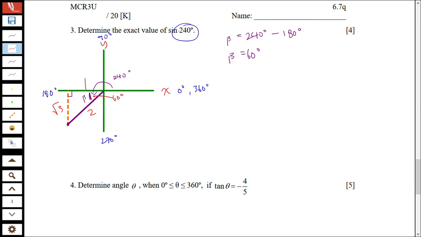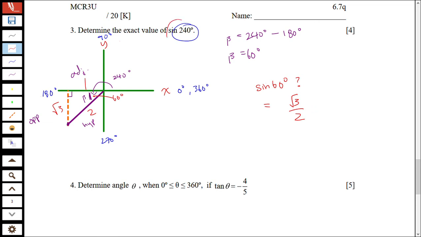Now it's asking for sine of 240. So this is going to be the same as sine of 60. So first we're going to find, well, what is sine of 60? If this is my angle of reference, root 3 is going to be my opposite, 2 is going to be my hypotenuse, and beside it is going to be my adjacent. So sine is opposite over hypotenuse, so it's going to be root 3 over 2. So sine of 60 is root 3 over 2.